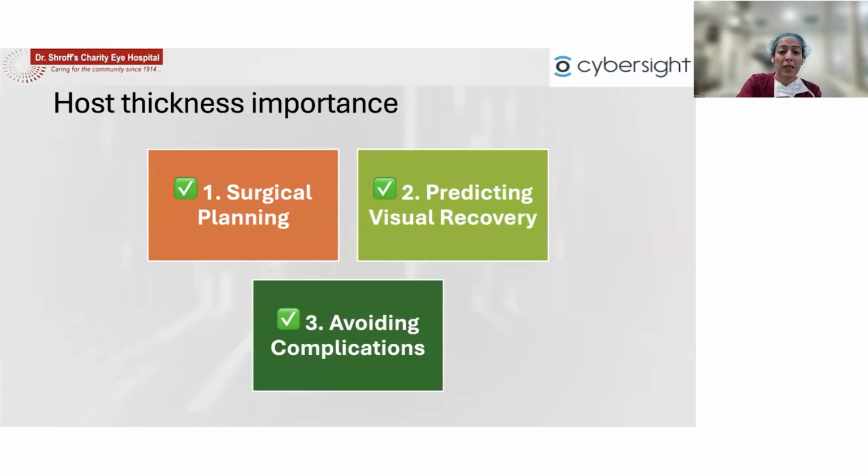What is the importance of how thick the host cornea is? It'll help you in the surgical planning because a very thick cornea may not always clear very well with a Descemet stripping automated endothelial keratoplasty. So usually corneas up to about 800 microns clear well with a DSAEK. About 800 to 1000 microns may have a slightly longer course of recovery. The corneal edema may take a little longer to recover.